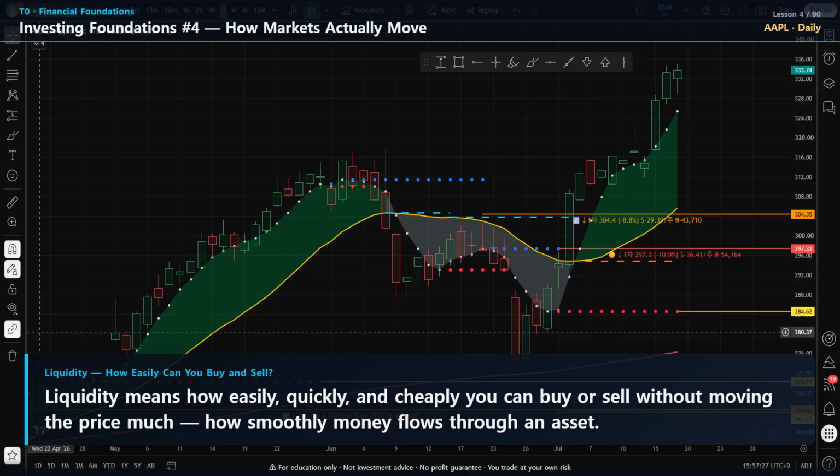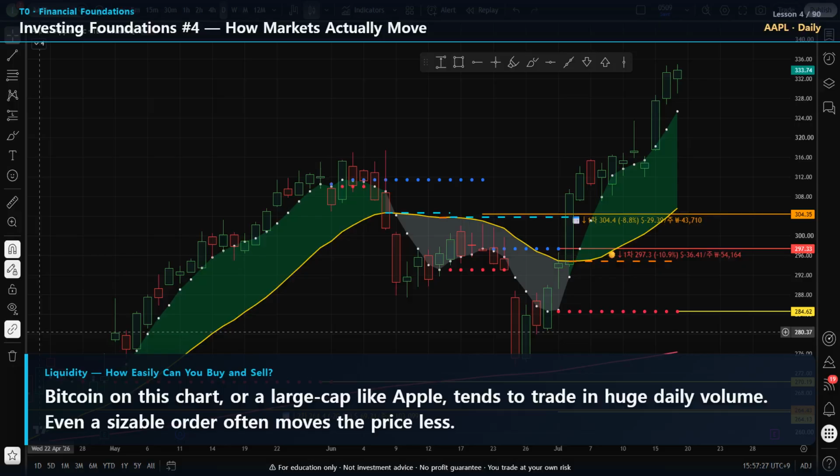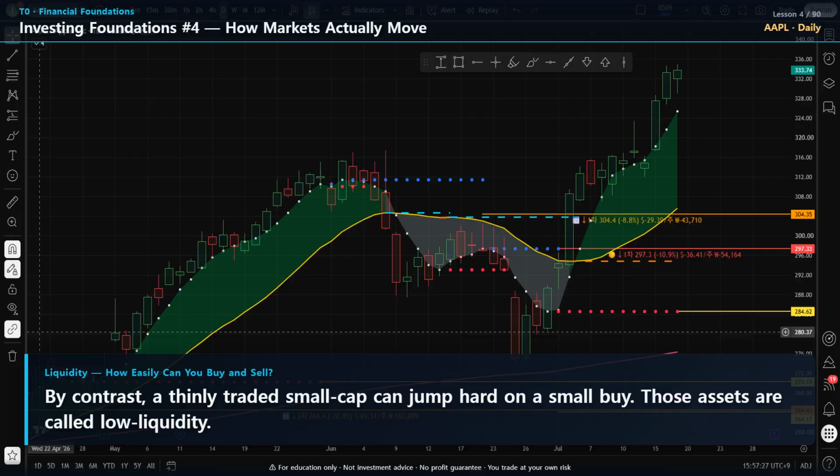Liquidity means how easily, quickly, and cheaply you can buy or sell without moving the price much, how smoothly money flows through an asset. Bitcoin on this chart, or a large cap like Apple, tends to trade in huge daily volume. Even a sizable order often moves the price less. By contrast, a thinly traded small cap can jump hard on a small buy.